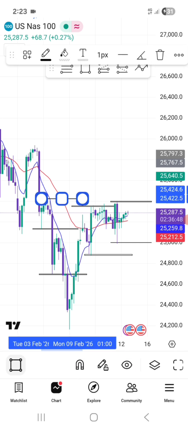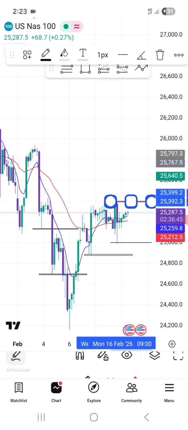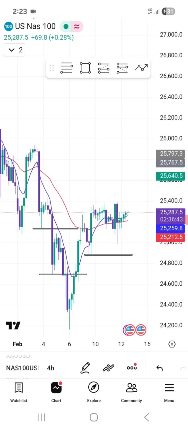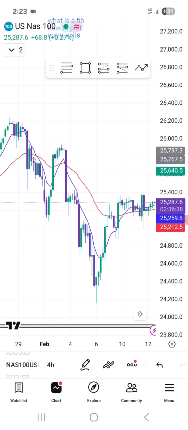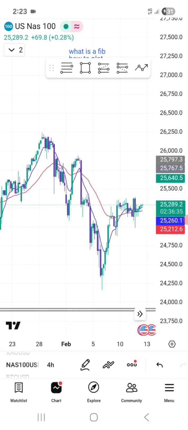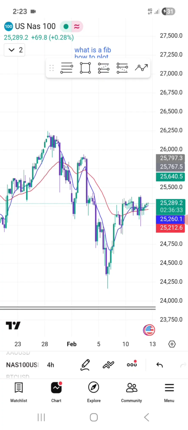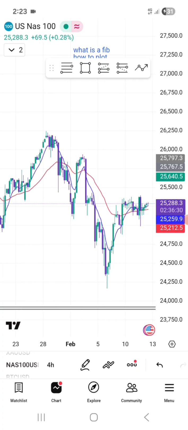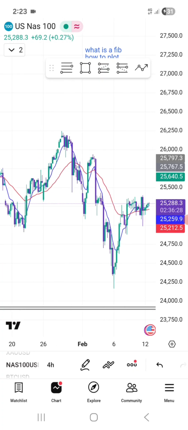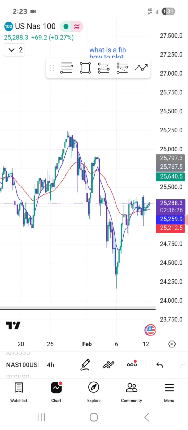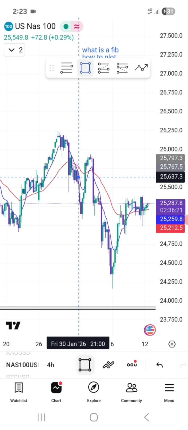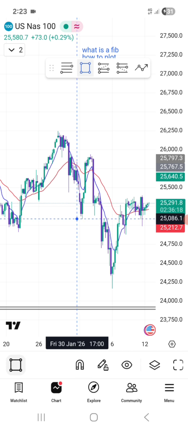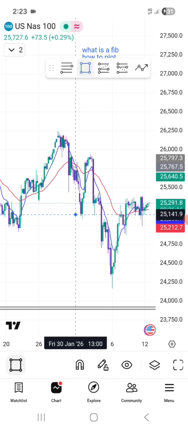So whenever we want to draw Fibonacci, we will plot it from the swing high to the swing low, or from the swing low to the swing high. Once we have identified the swing low and the swing high points, we will wait for a break of structure. What I consider for a break of structure, for example, in this Nasdaq time frame, is this one as a major level of support.